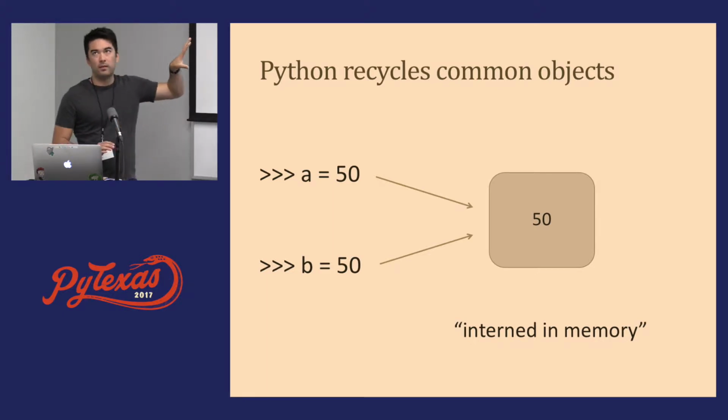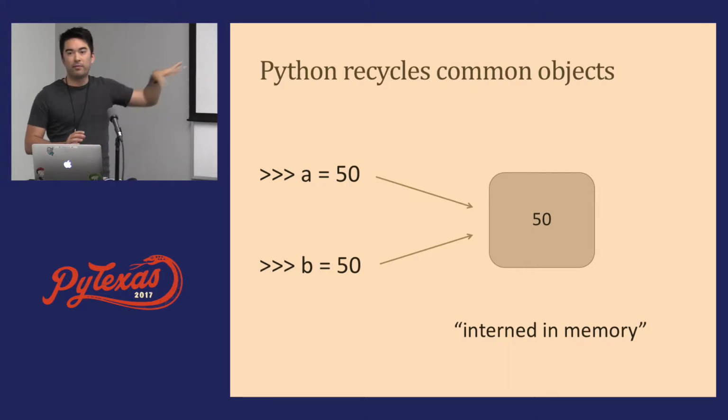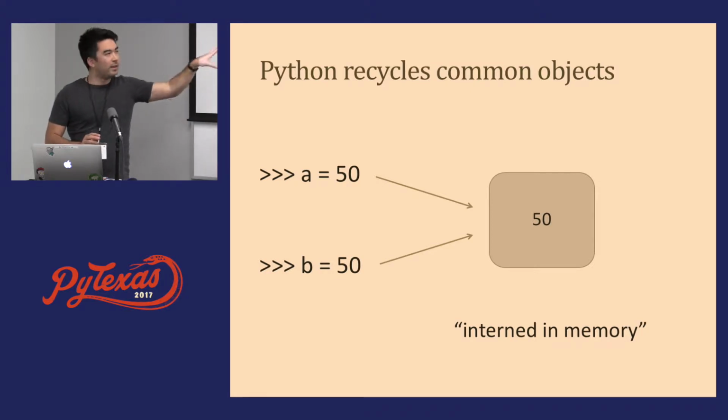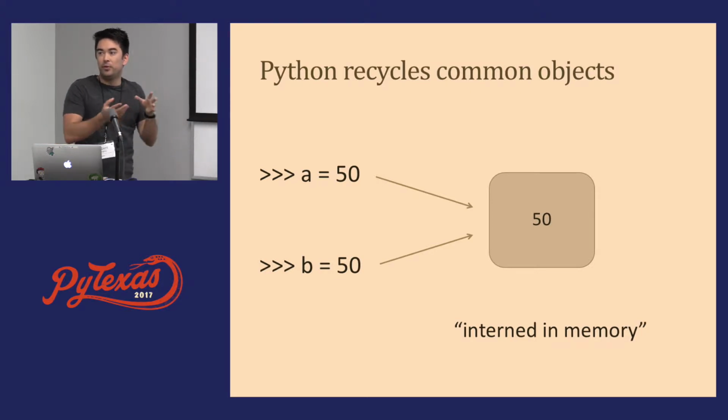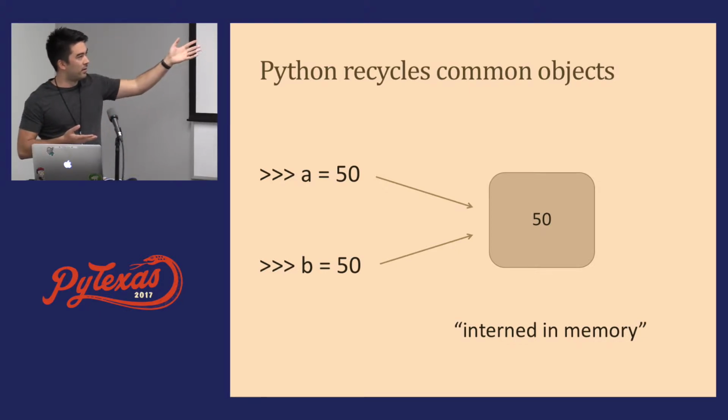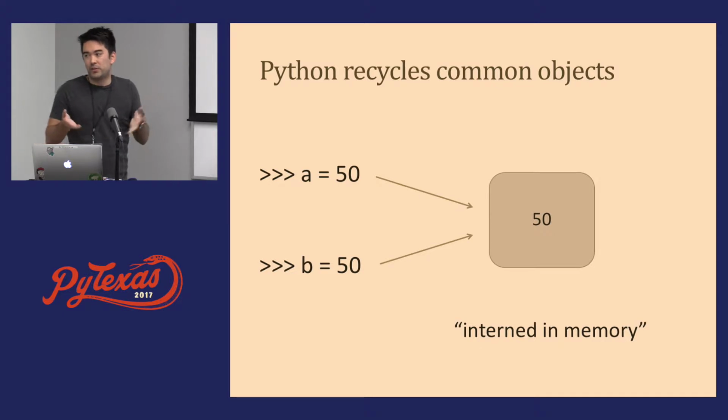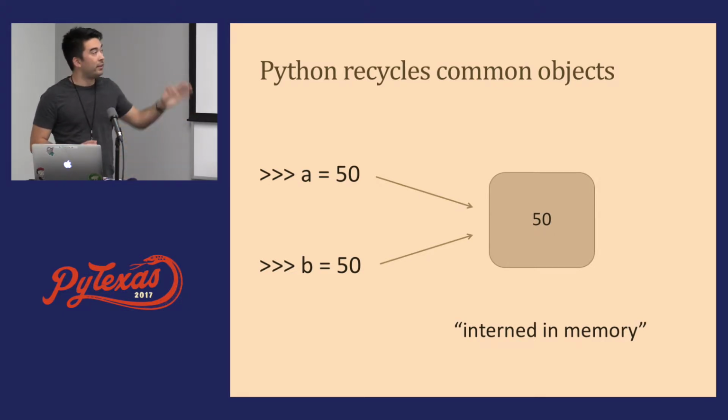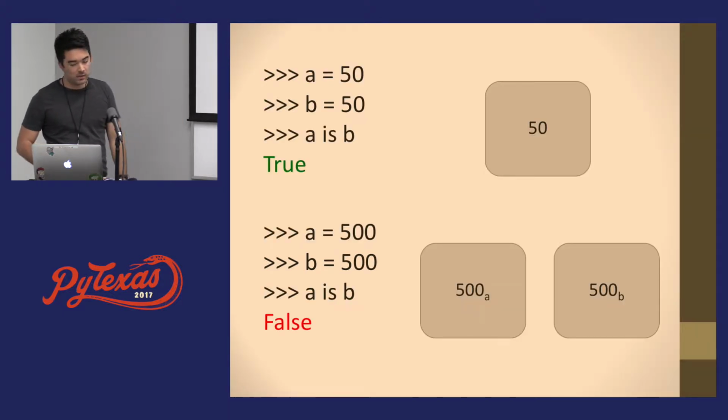The reason that this works is that if you have an immutable object, the content is the same. So you don't need dozens of copies of the integer 50. You can just use one. It's never going to change. That's the logic anyway. Usually, it's not a problem.